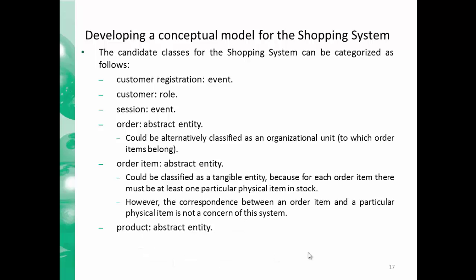Now the classes for the shopping system are identified as follows. Customer registration is an event, customer is a role, session is an event, order is an abstract entity, order item, abstract entity, product, abstract entity. You may argue that product is something tangible that I can touch. Yes, in real life, product is a tangible entity, but in the system, it will be represented by some abstract entity.